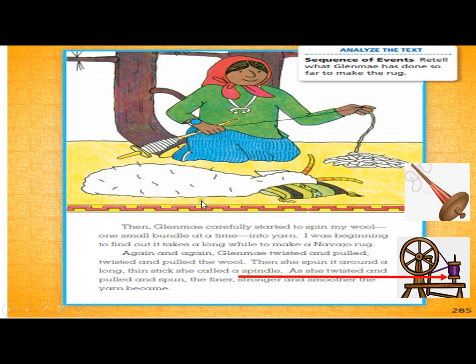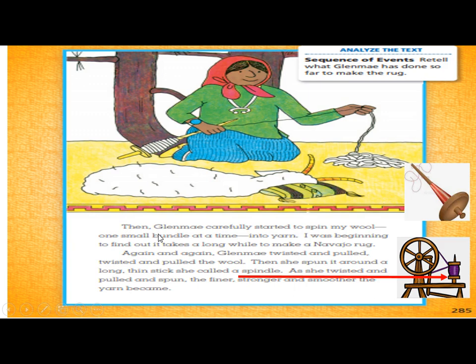Spin? What is the meaning of spinning? Do you see this here? This tool? It's called a spindle. Why? Because they spin the wool on it to make threads like this, to make a spun of yarn. So she keeps twisting the wool around it, and at the end it will be a spun of yarn.